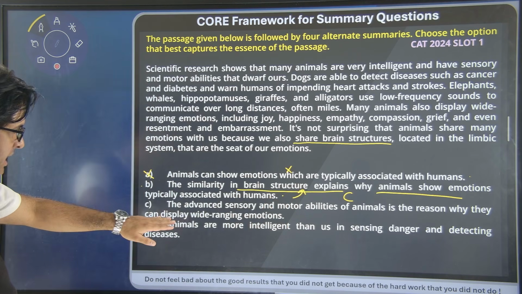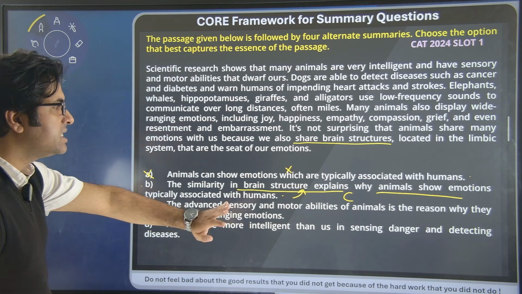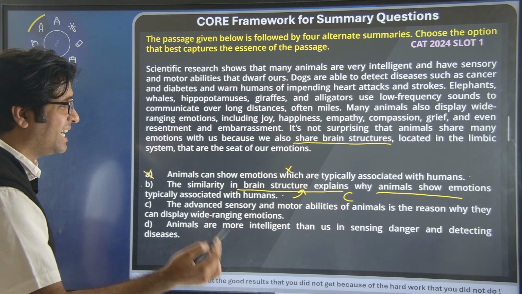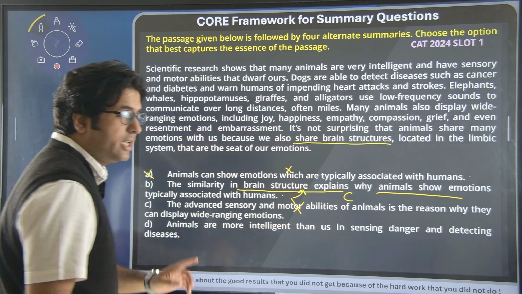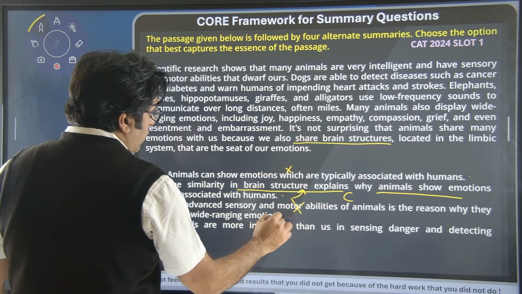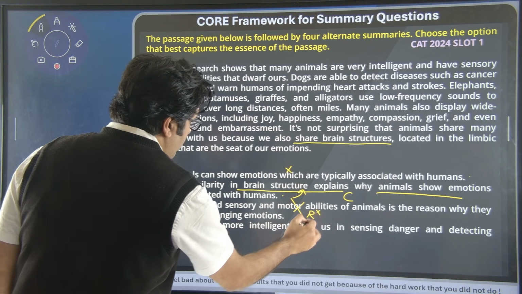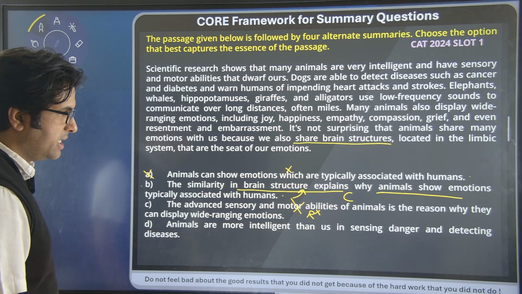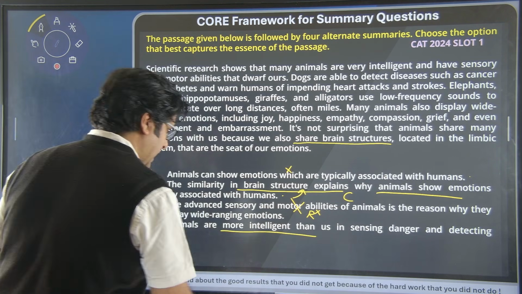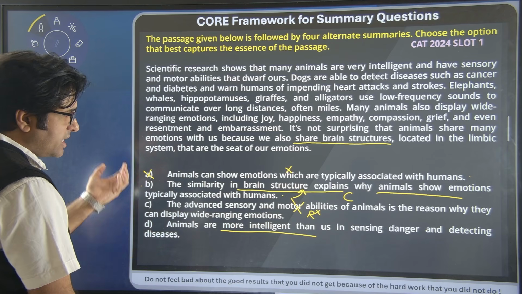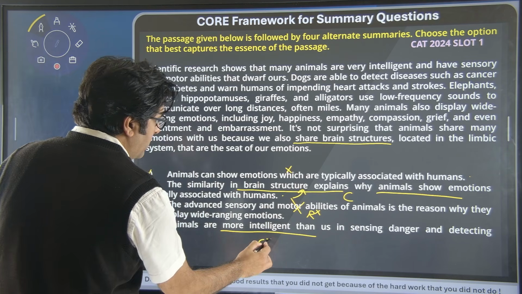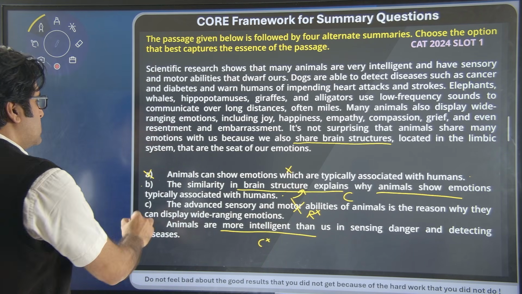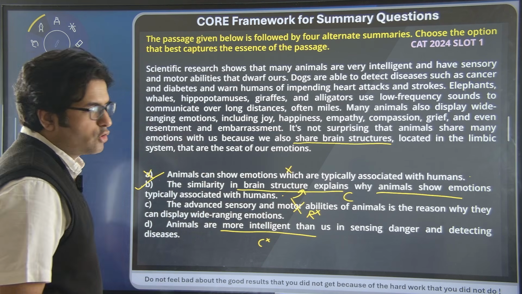Let's quickly look at C. The advanced sensory and motor abilities of animals is the reason. No, this is not the reason. Distortion हो गया meaning में, तो not retaining the original meaning. We'll reject C. Animals are more intelligent than us in sensing. This is not the core message. Not covering all the important points. They share emotions is the main message. Correct answer is choice B.